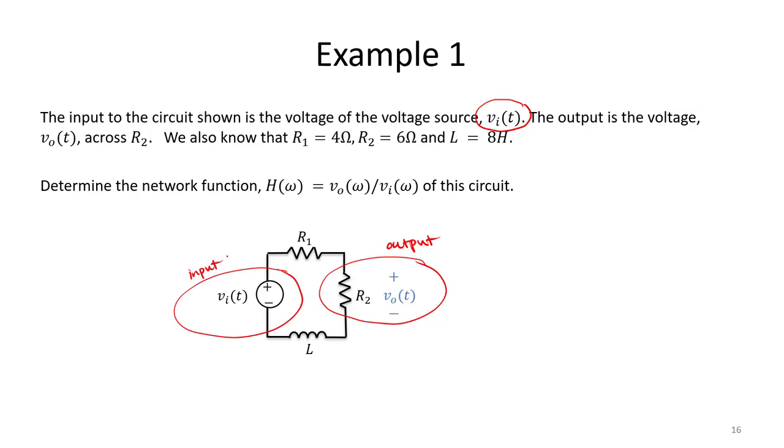So notice when we calculate frequency response, we are going to want to specifically find the ratio of, in this case, our output across that resistor R2 and our input being the voltage of our voltage source. Notice we are also given some information about R1 and R2 and the inductor. We do not know what our input sinusoid is, but we'll see later in the calculation that that's actually not going to be a problem in this case.